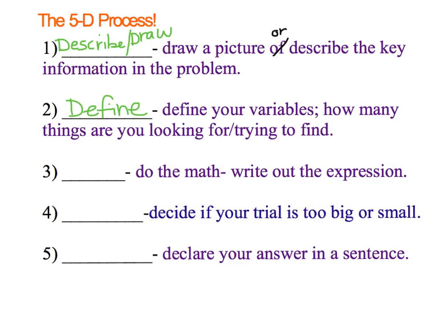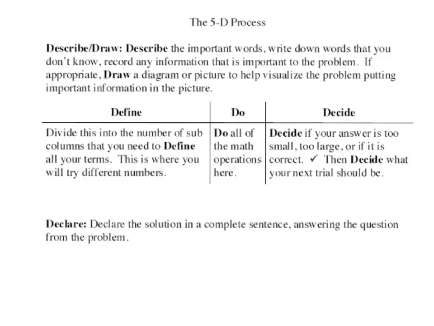Step number 3 is do. You're actually going to do the math. All right, step number 4 is decide. You're going to decide when you're doing your math if your answer is too big or too small or if it's just right. And the 5th step is you're going to declare, which means you're going to state your answer in a sentence. So these are the steps that we're going to use to help us solve some word problems.